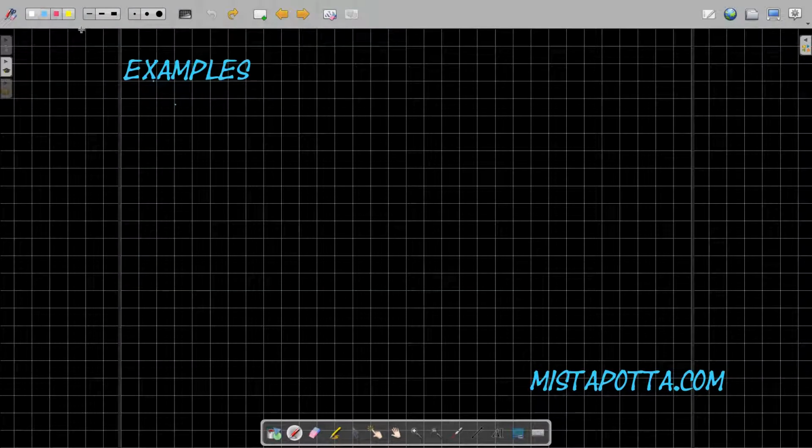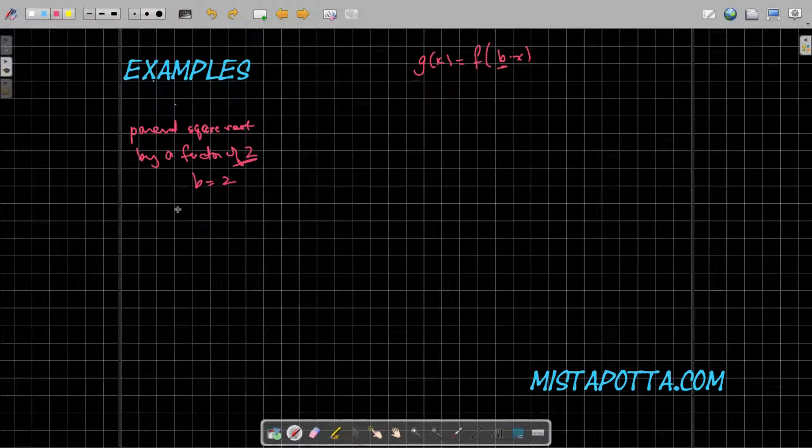So what I want to do here is dilate our parent square root function by a factor of 2. Now, of course, remember that we're talking about where g of x is equal to f of b times x. For us, b is 2. So our function is going to be y equals the square root of 2x.